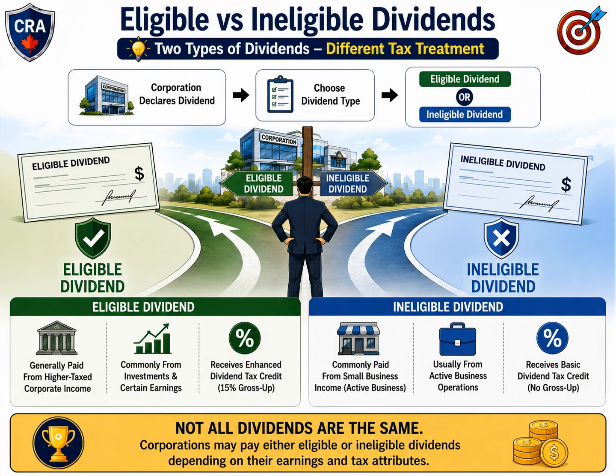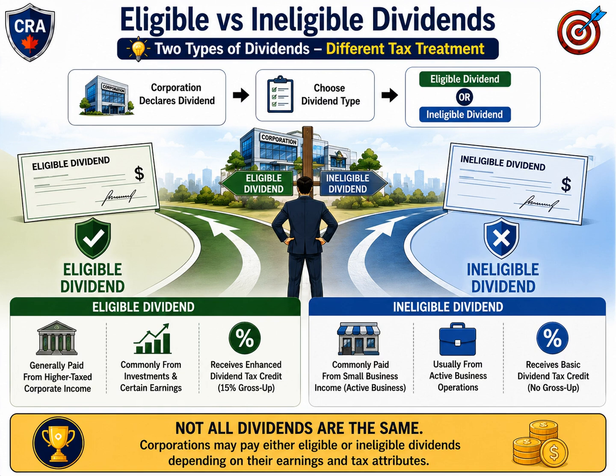As we move further into dividend planning, it is important to understand that not all dividends are treated the same for tax purposes. In Canada, corporations generally deal with two major categories of dividends: eligible dividends and ineligible dividends. The first thing to understand is that both are dividends. In both cases, the corporation is distributing profits to shareholders. However, the tax treatment can be different, which is why the distinction matters.